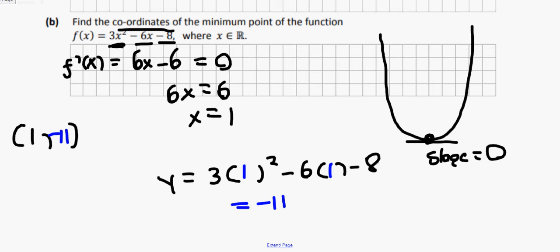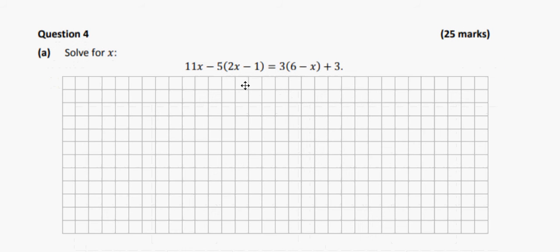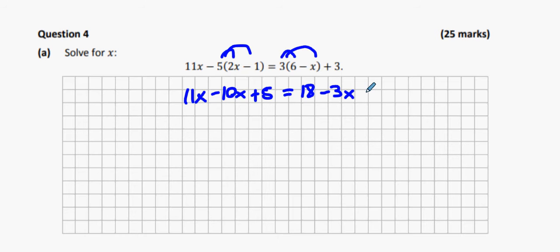Now, I'm not doing that, that's your own job. I will say one thing, multiply this part out first, and then once you're done with that, move the x's onto the left, the other numbers onto the right, and you'll be ready to go. Look, since I pretty much already have it done, it's 11x take away 10x is 1x, 1x plus 3x is 4x, 18 plus 3 is 21, 21 take 5 is 16, x equals 4.